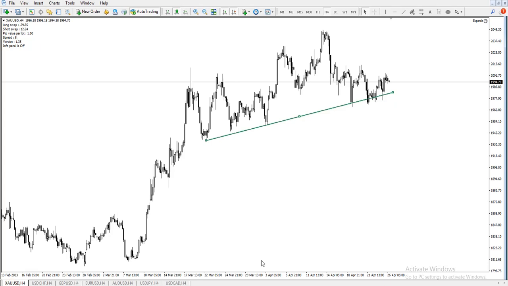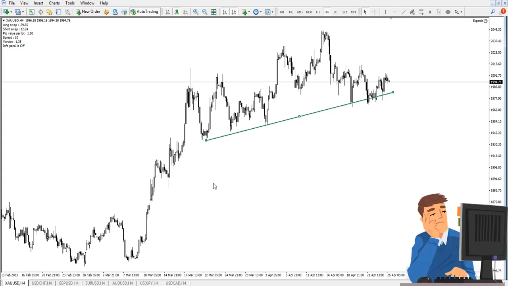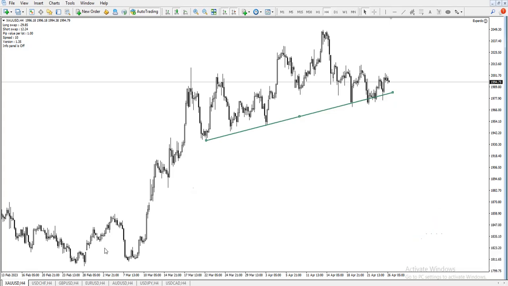Good day traders. In this video I'm going to show you a couple of amazing trading signals I took using Trendline Trader. Using Trendline Trader you can get a very high risk to reward ratio. But the problem is you have to be constantly monitoring the screen. Let me show you one.